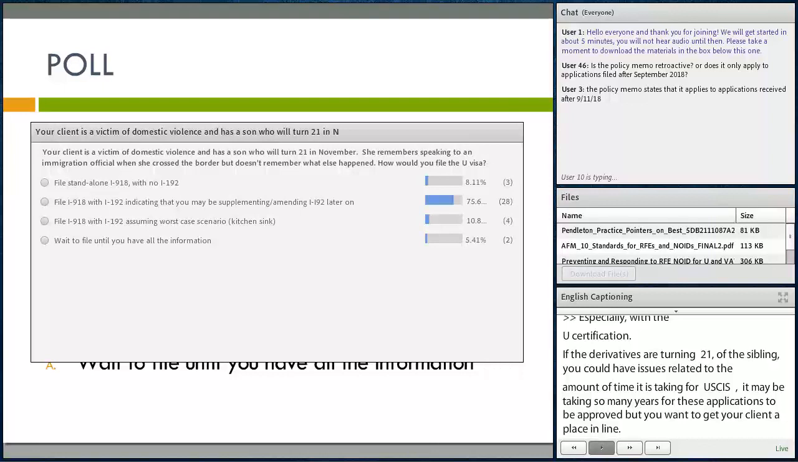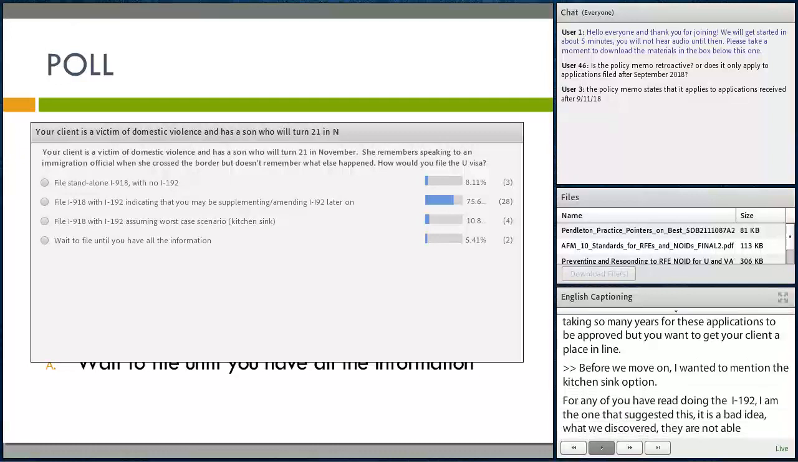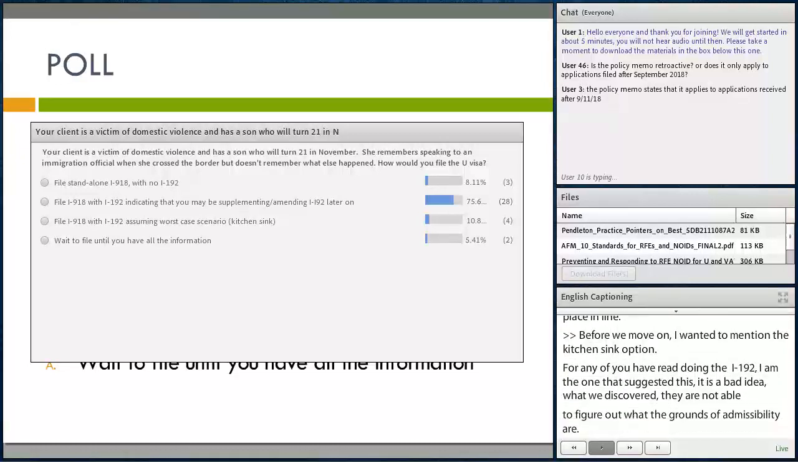For any of you who have been doing I-192s that say, if you find any other ground of inadmissibility, please grant a waiver based on our other public interest arguments. I'm the one who suggested it, and it was a bad idea, because what we discovered is that they are not able to figure out from your facts what the grounds of inadmissibility are that's triggered. So it's better for you to literally cite those grounds and not expect them to be able to figure it out from your facts. So just a little footnote there.